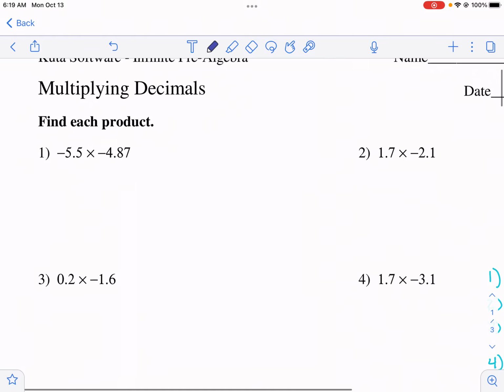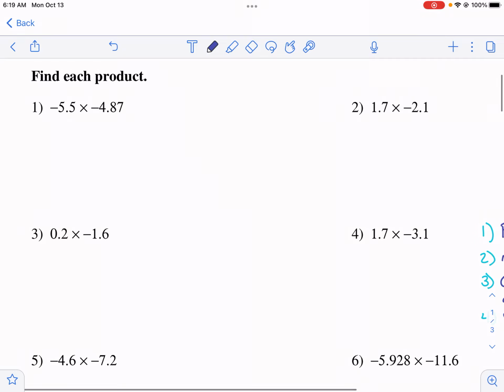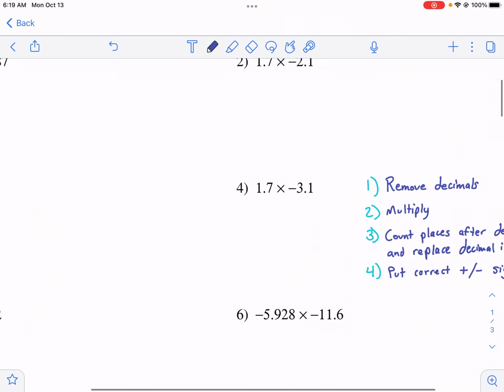We're going to go ahead and start with number 3 here. All these problems have positive and negative numbers. They're going to have different signs that we're going to have to apply. They have decimals. It seems quite complicated, but I'm going to break it down into a 4-step process.